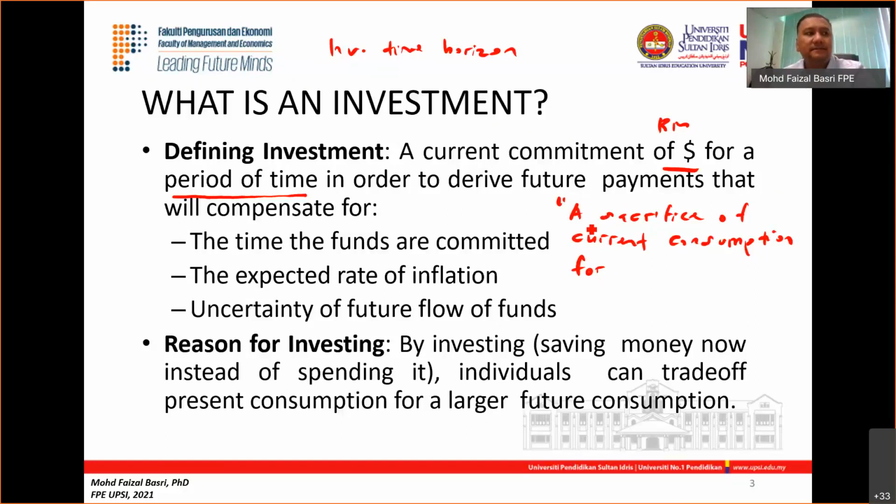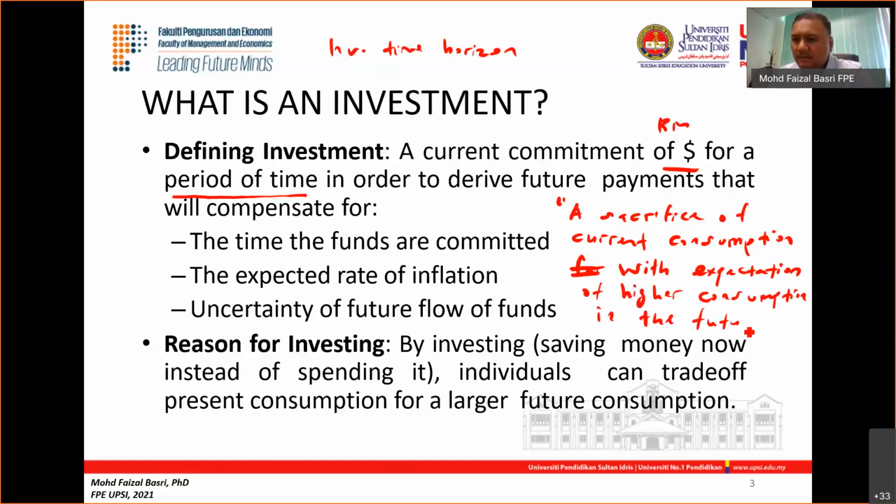Sorry, a sacrifice of current consumption with expectation of higher consumption in the future. So this is the alternative definition.